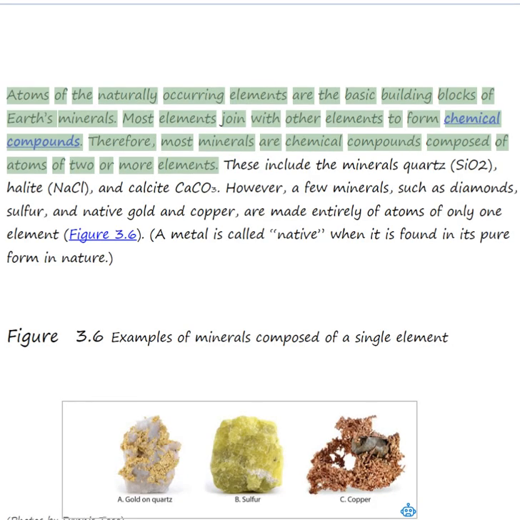Atoms of the naturally occurring elements are the basic building blocks of Earth's minerals. Most elements join with other elements to form chemical compounds. Therefore, most minerals are chemical compounds composed of atoms of 2 or more elements.